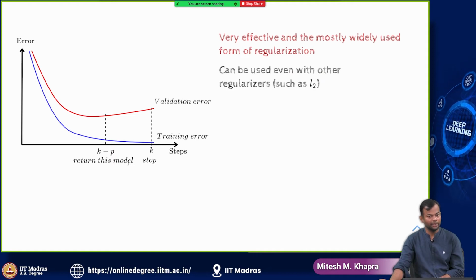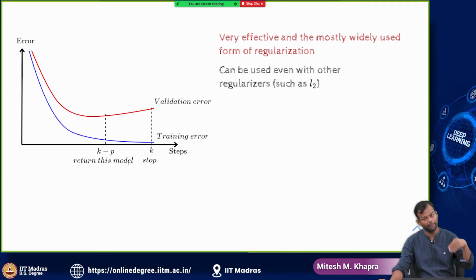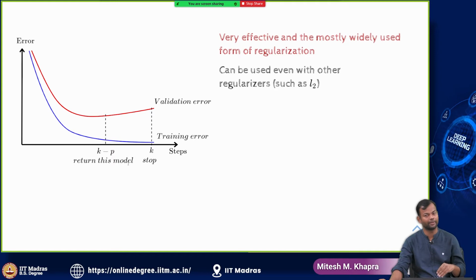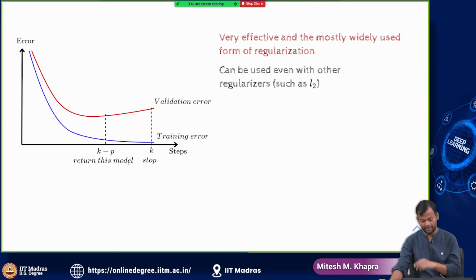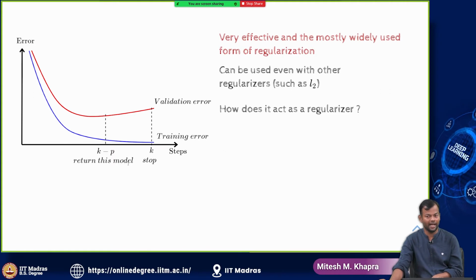And it can also be used with other regularizers, right? So you can also have the L2 regularizer in the loss term, in addition to early stopping. Apart from the L2 regularization, you are also tracking the validation error, and if the patience of P has been exceeded, then you stop the training, right?